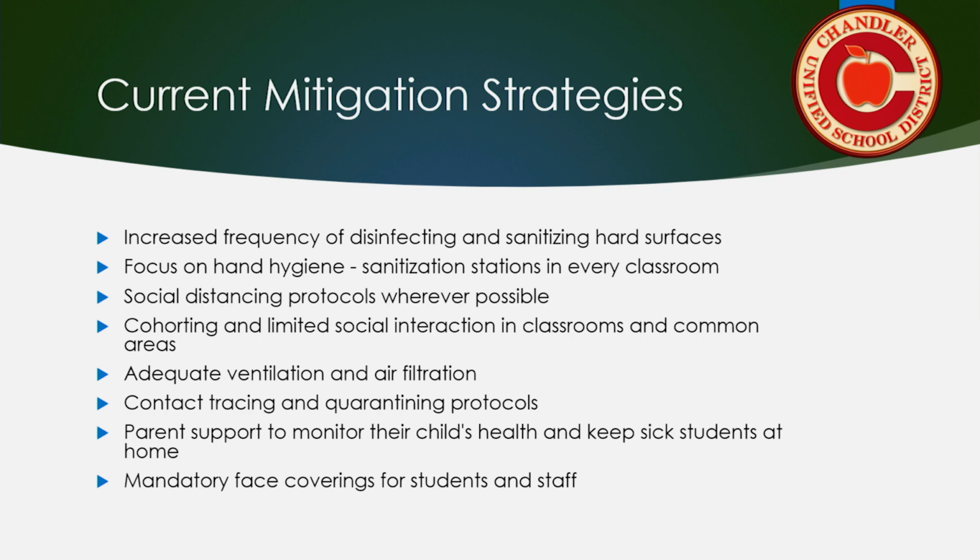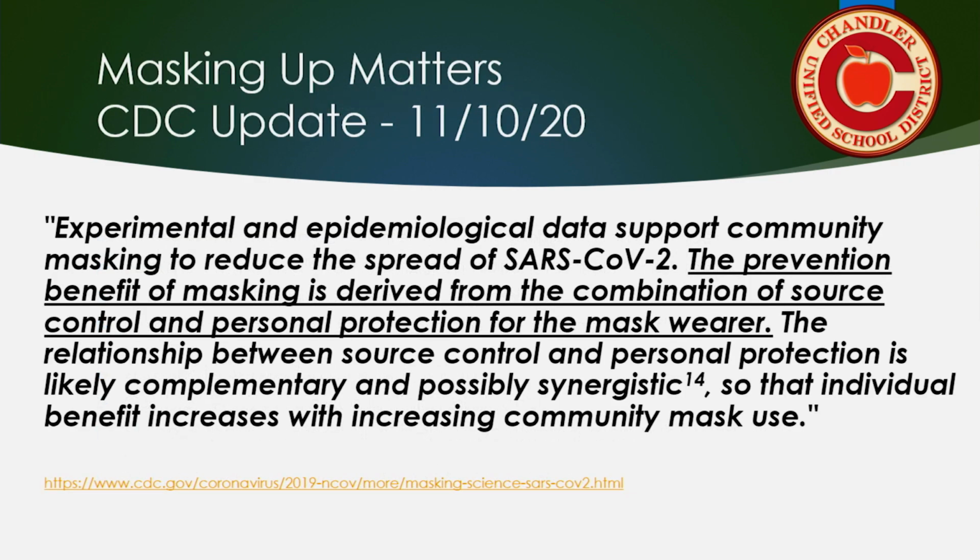And the final two I want to stress, because they truly are important to our mitigation strategies. The first is the parent support that we've gotten thus far about making sure that they check in with their students and keep sick students at home. That's the number one way to prevent the spread of COVID-19 in our schools: to ensure that if students are sick, parents are keeping those students home, monitoring their symptoms, and getting them tested if possible. And then finally, the mandatory face covering policy, which we've implemented since students have been back in person.